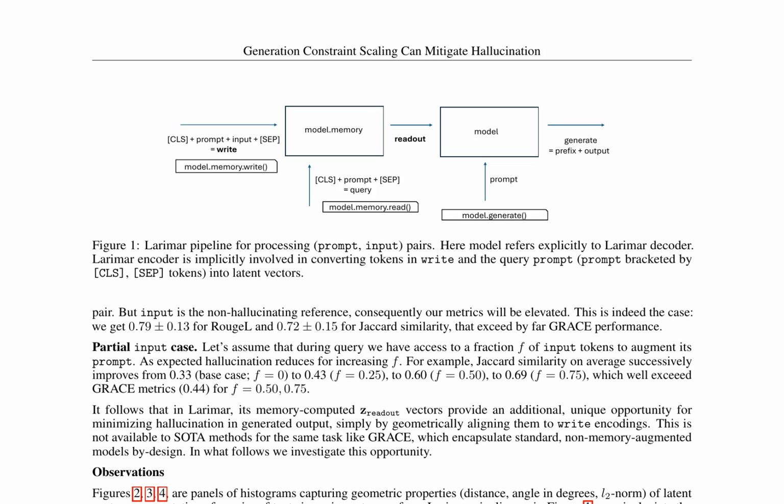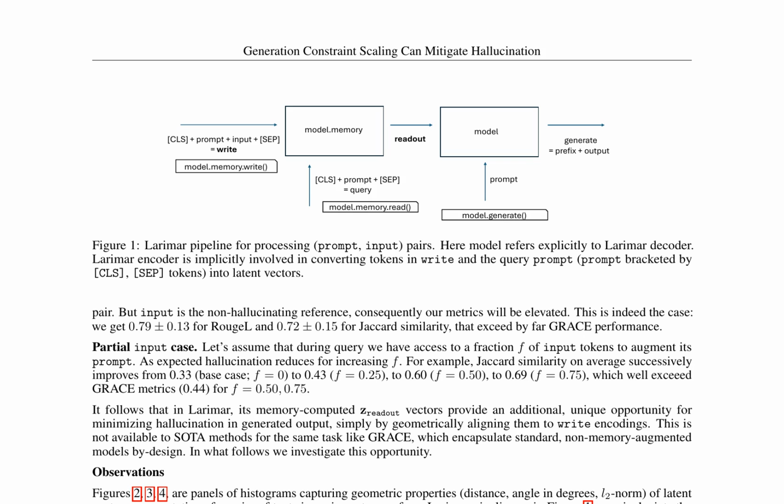In the full input case, the metrics Rouge L and Jaccard similarity surpass those of GRACE, indicating reduced hallucination. Increasing the fraction of input tokens available during query reduces hallucination, with Jaccard similarity improving as the fraction increases.